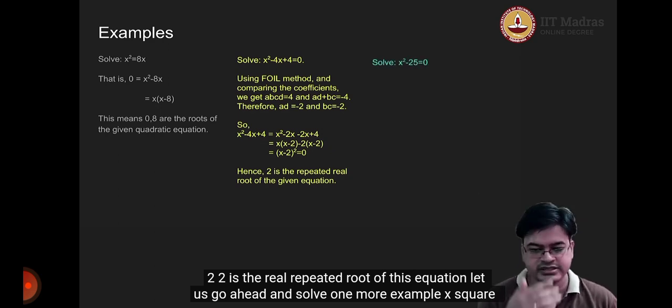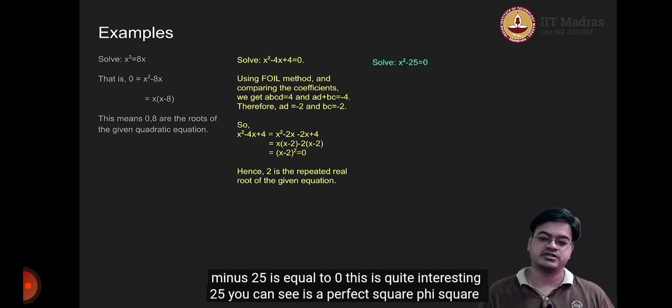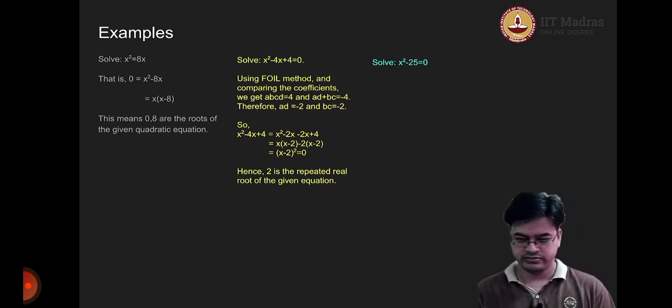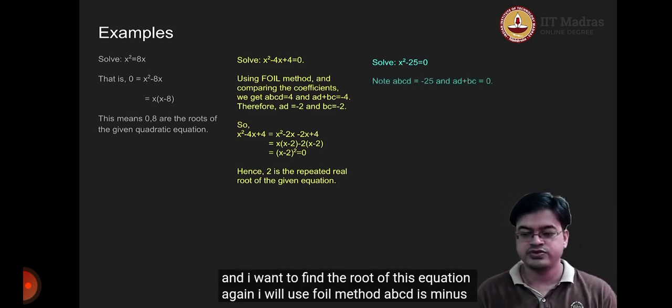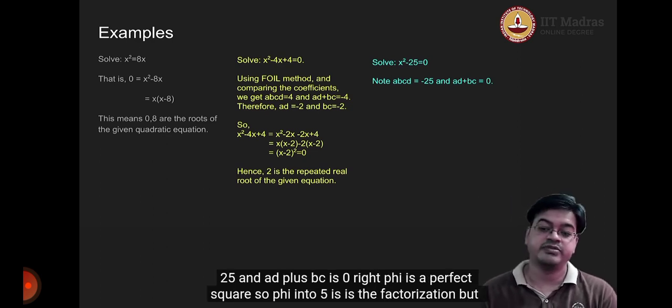Let us go ahead and solve one more example. X square minus 25 is equal to 0. This is quite interesting. 25 you can see is a perfect square, 5 square. And I want to find the root of this equation. Again I will use FOIL method. ABCD is minus 25 and AD plus BC is 0.